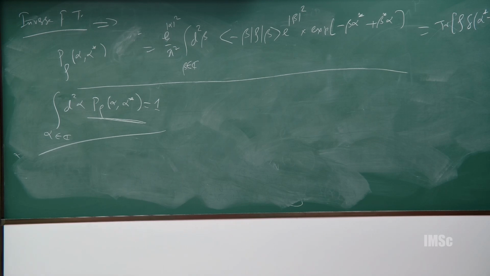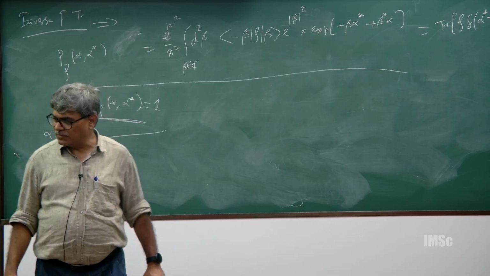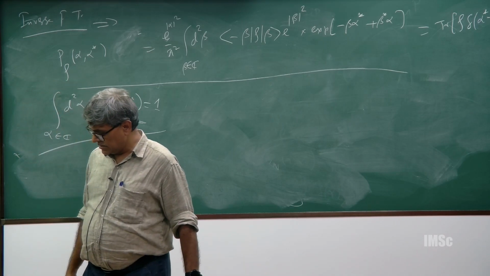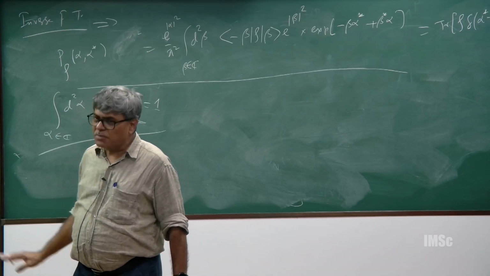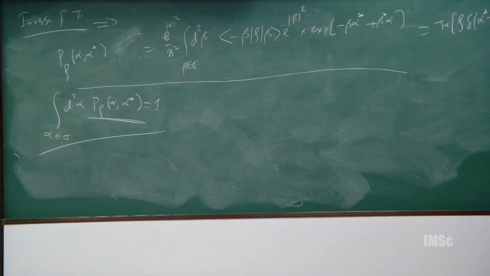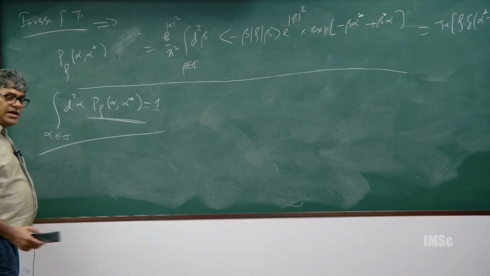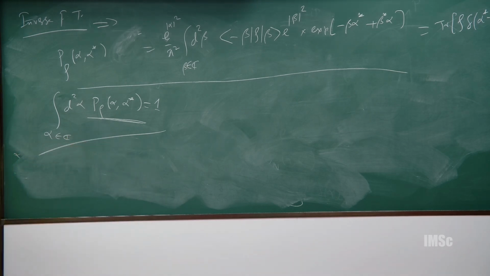Integral being 1 is like Parseval's inequality. Parseval's, what is that, Parseval's theorem? It tells you about the... no, this is just normalization. It is nothing to do with Parseval's one. I mean, for any probability distribution, this is the bare minimum you will have to satisfy.